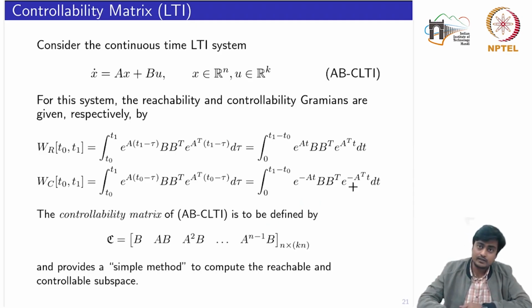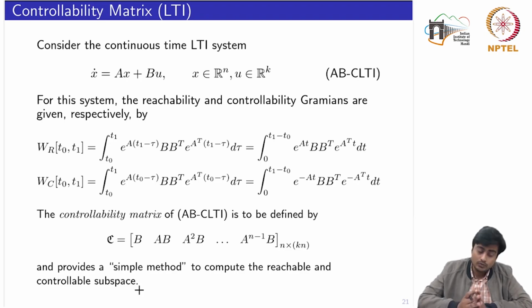Now in addition to that, we define another matrix called the controllability matrix of the pair A, B, defined by this symbol: B, AB, A squared B, up to A to the power n minus 1 times B, where n is the dimension of x. The dimension of the controllability matrix would be n rows and k times n columns. This provides a simple method to compute the reachable and controllable subspace.